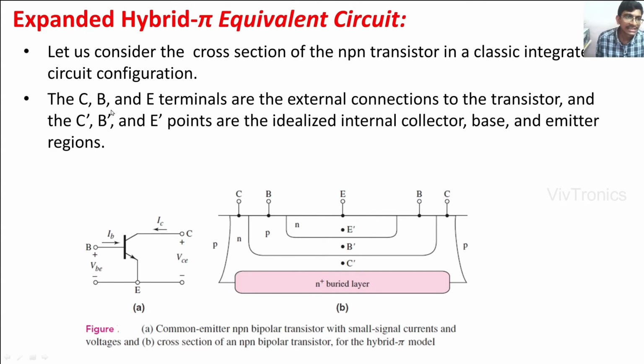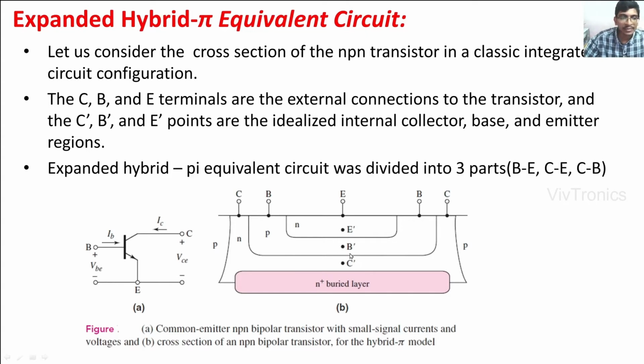So here C, B and E terminals are the external connections to the transistor, and the C', B', E' points are the idealized internal collector, base and emitter regions. That is, C, B, E are the external collector, base and emitter terminals, and C', B', E' are the internal collector, base and emitter terminals.